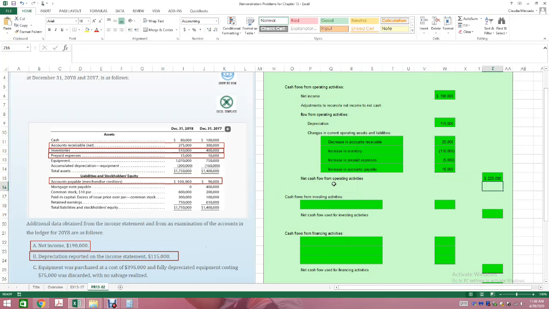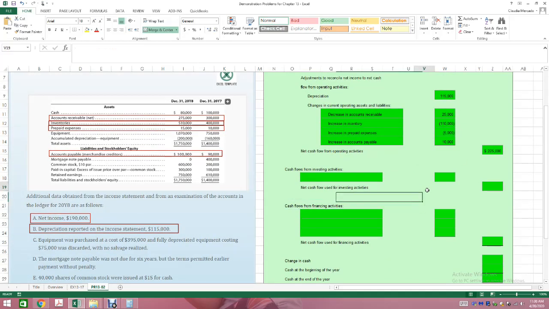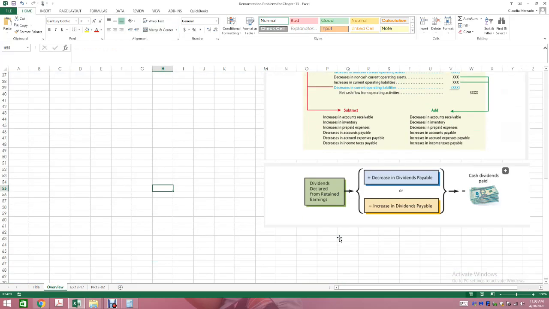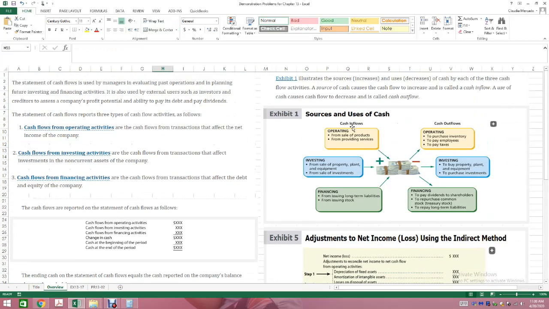So my net cash flow from operating activities increased by $225,000. Okay. So in this particular case, your net cash flow from operating activities is larger than your net income, specifically because your depreciation is huge, $115,000 of depreciation. That's a non-cash transaction right there. Okay, now we go to investing activities, and for investing activities, we are going to look over here.